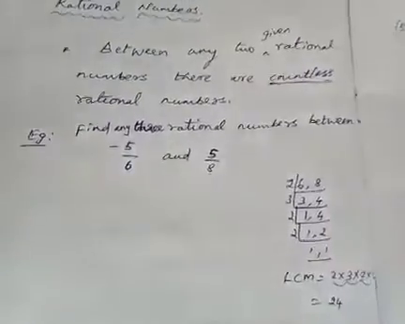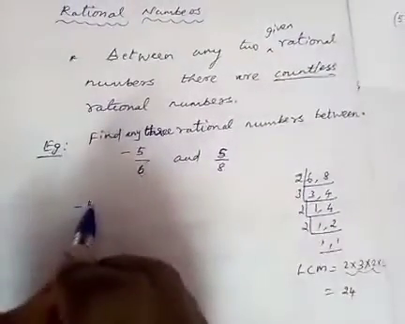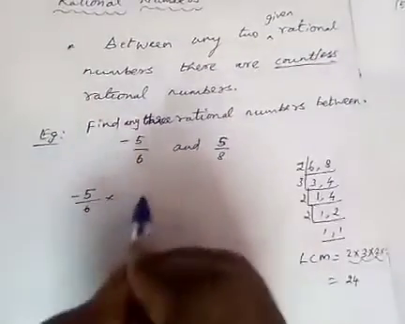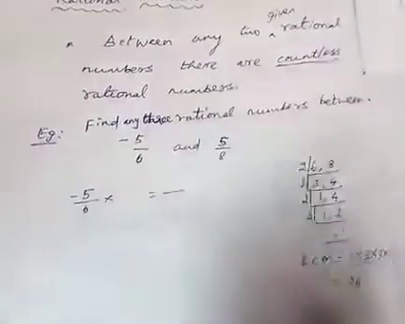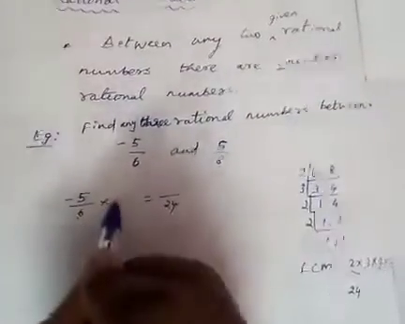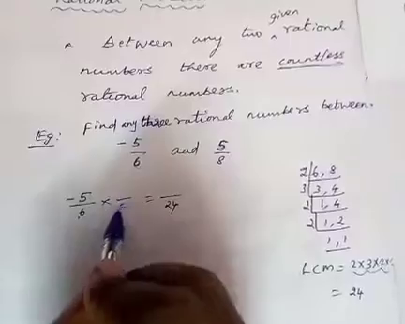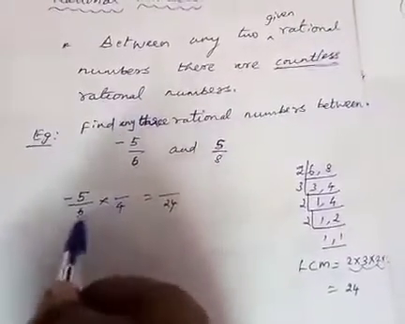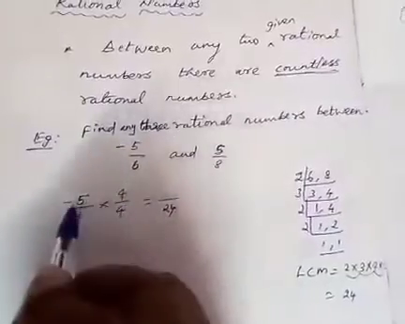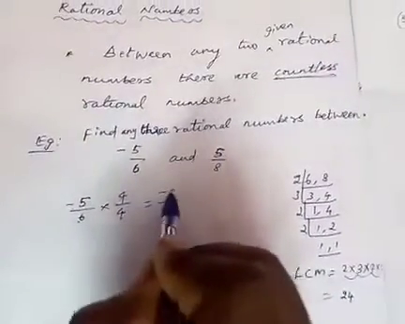So this is 24. Now what is the first rational number? The first rational number is minus 5 by 6. To convert the denominator to 24: the denominator is 6, so multiply and divide by 4. 6 4s are 24. The numerator also you multiply by 4. 5 4s are 20, so minus 5 into 4 is minus 20.